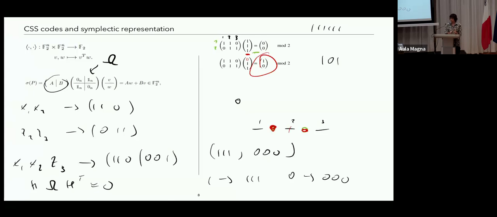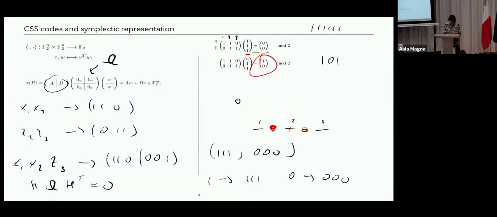And thanks to the symplectic representation of Pauli operators, we see that we can have the same description of CSS codes in terms very similar to this. So let's see.